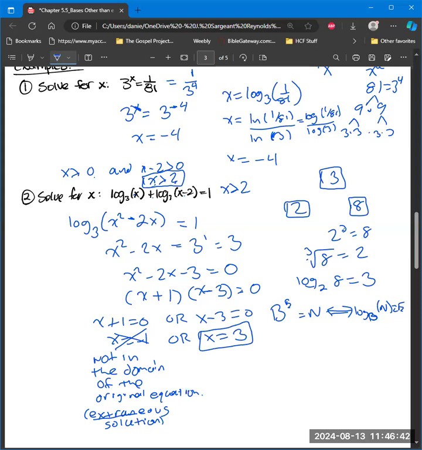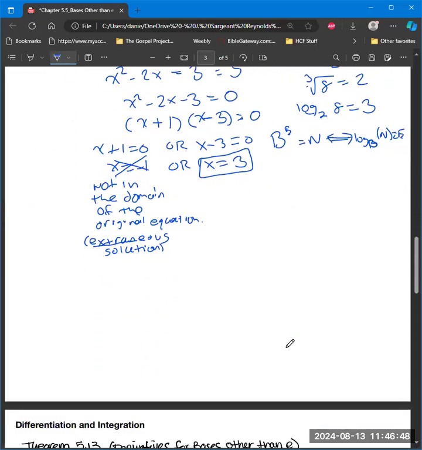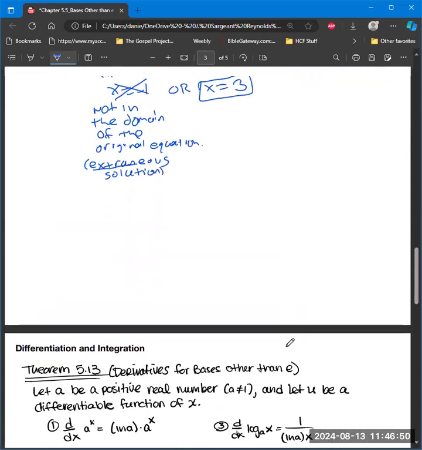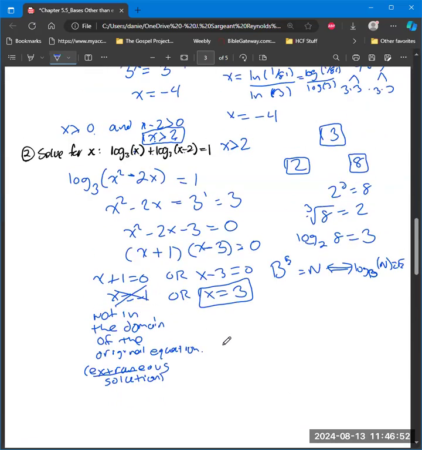Sometimes you may get more than one answer to this type of a problem. Sometimes you may get no answer to this type of a problem. So you need to check your domain closely, go back to your original to check your answers. If I tried to stick negative 1 into the original problem here, I can't take log base 3 of negative 1. That's not a real number, nor is log base 3 of negative 3.